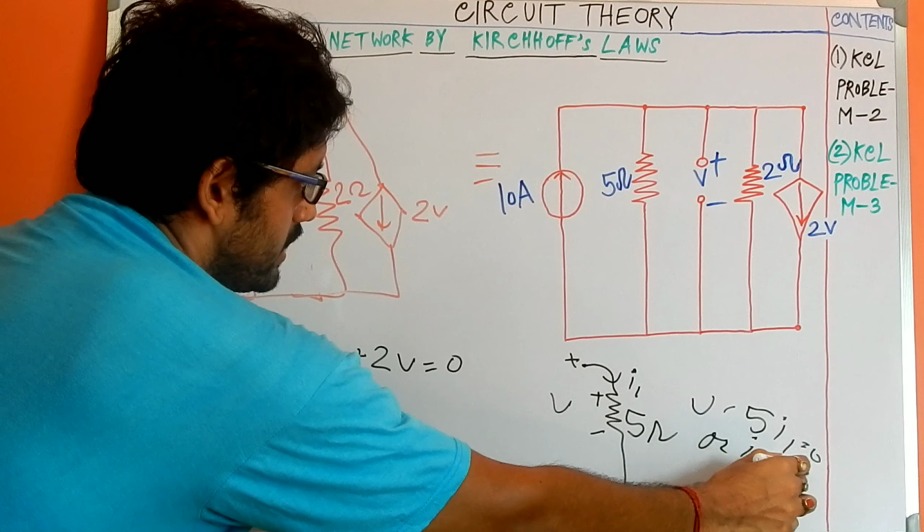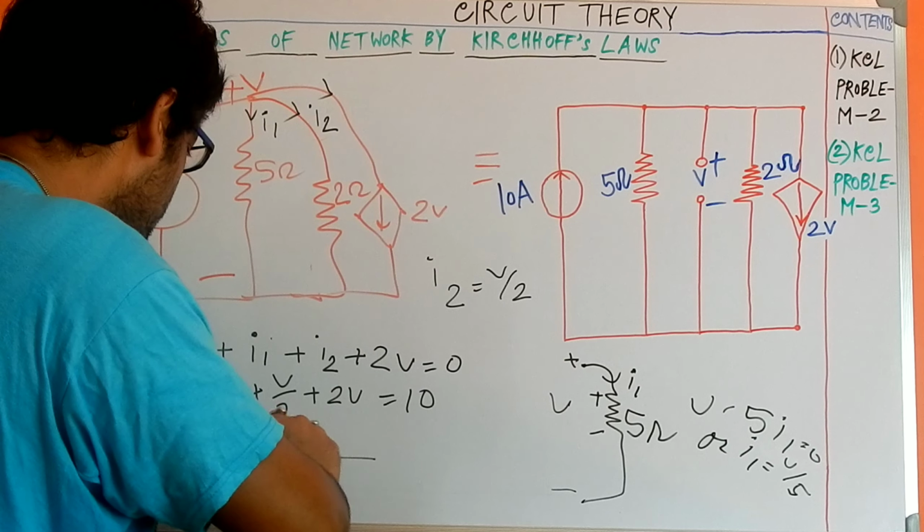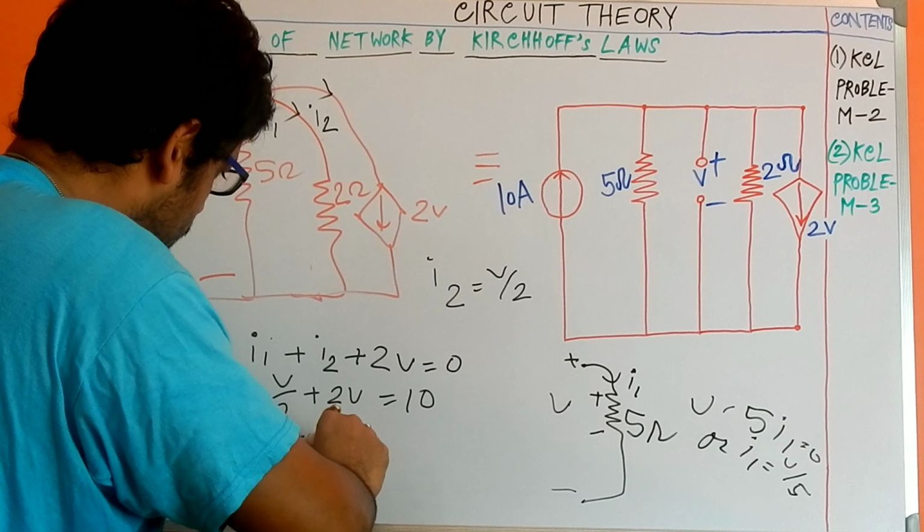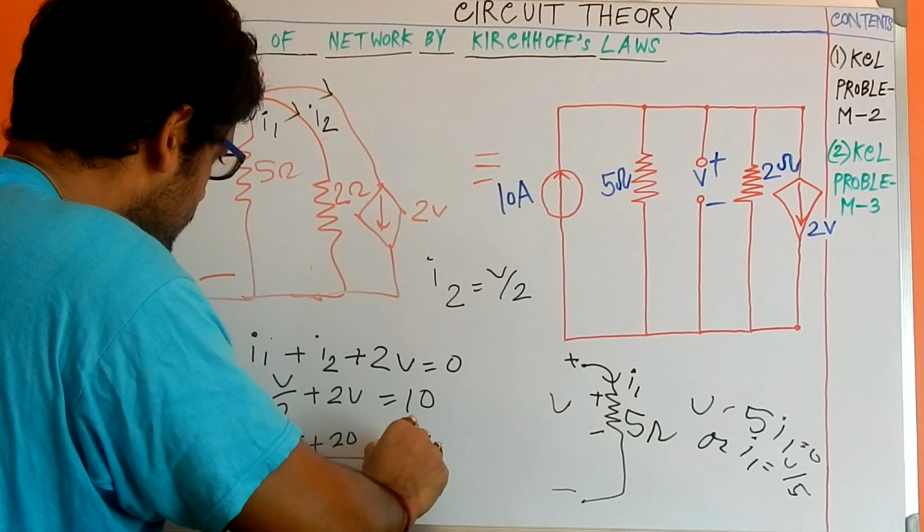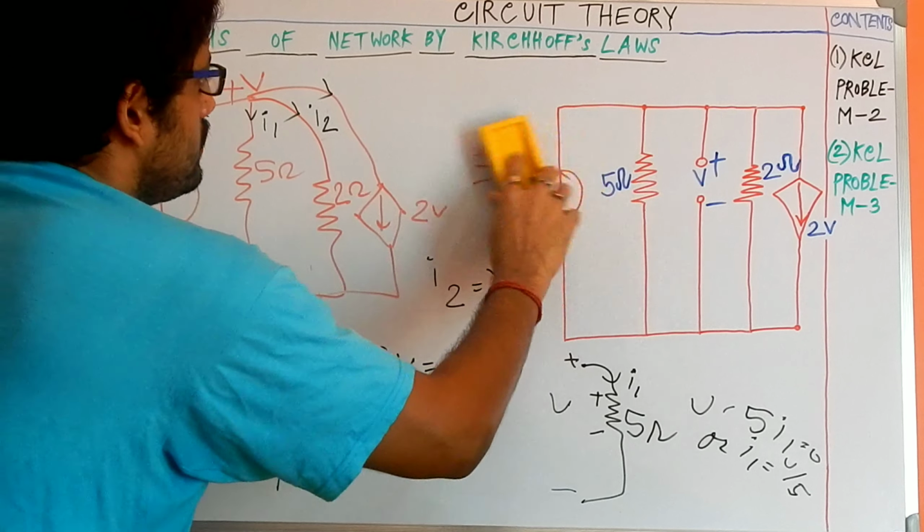By replacing it over here, the equation is very simple. V by 5 plus V by 2, plus 2V is equal to 10. Okay. Taking LCM, 10. 2V plus 5V plus 20V is equal to 10. Okay, so I can erase this portion.